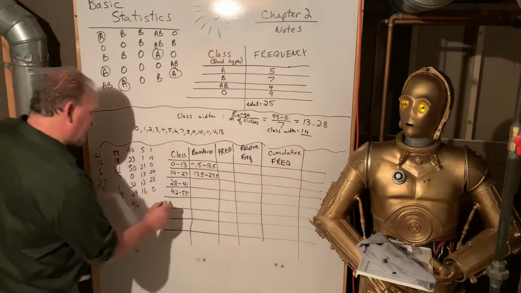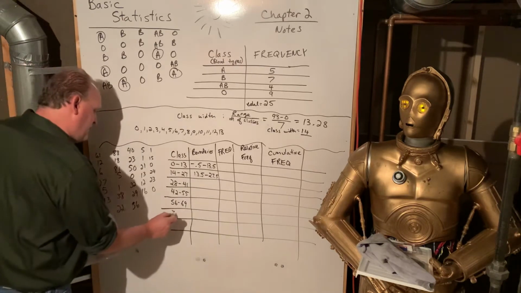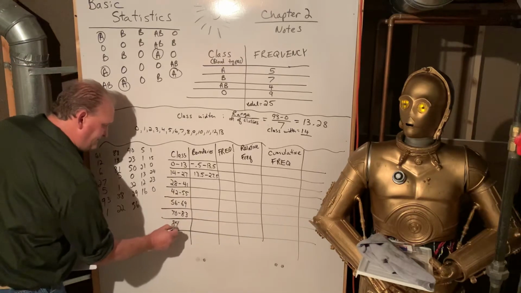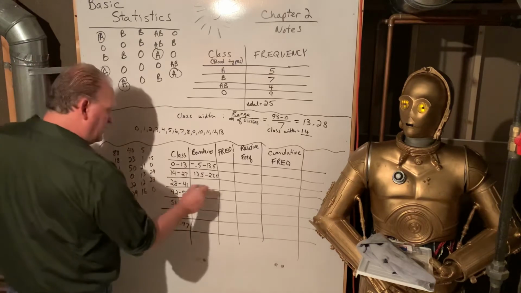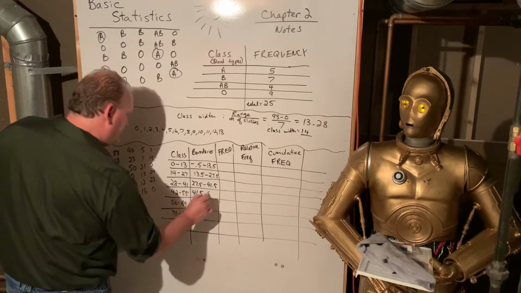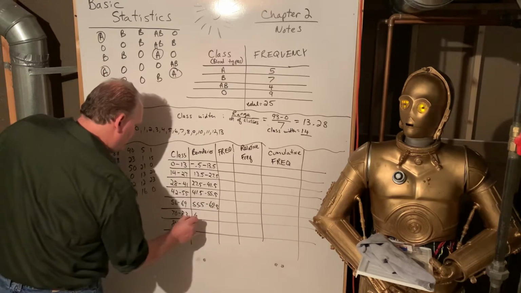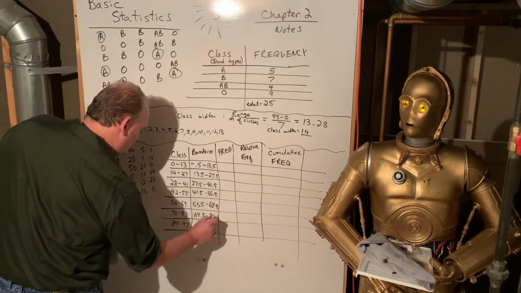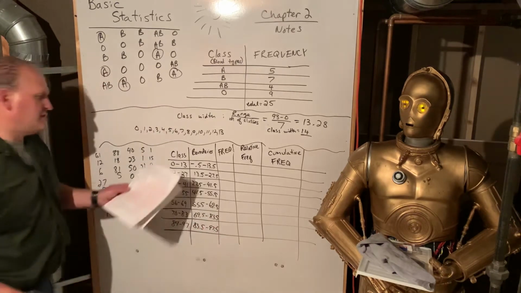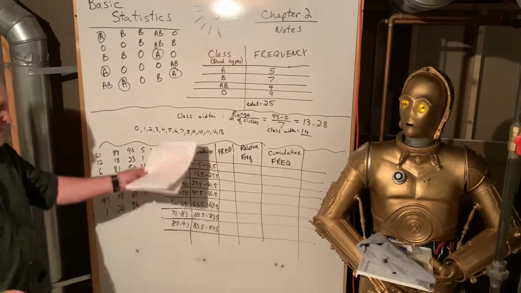We go 56 to 69. We go 70 to 83. And we go 84 to 97. And now we're going to put in all of these boundaries: 27.5, 41.5, 41.5, 55.5, 55.5 to 69.5, 69.5 to 83.5, 83.5 to 97.5. All right, so all the boundaries are always just a half lower than the lower end and a half higher than the higher end. That's how we got all those.